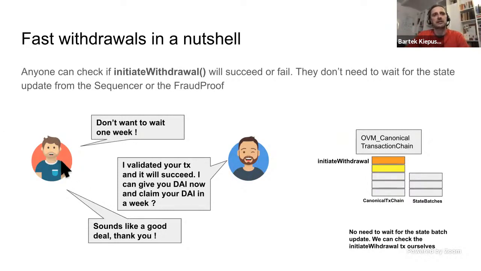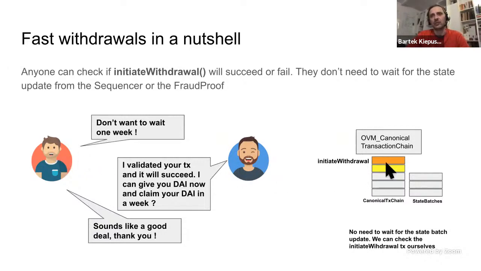So imagine that the end user does not want to wait for 1 week, right? They have initiated withdrawal, they can see this transaction on chain, and now they have to wait, right? So the liquidity provider can come to the game, they can validate this transaction themselves without waiting for the sequencer, and they can offer this user the DAI or the token that will be withdrawn eventually after 1 week. And if they have this DAI right now, they can give this user that DAI and claim the original user's DAI in a week, right?